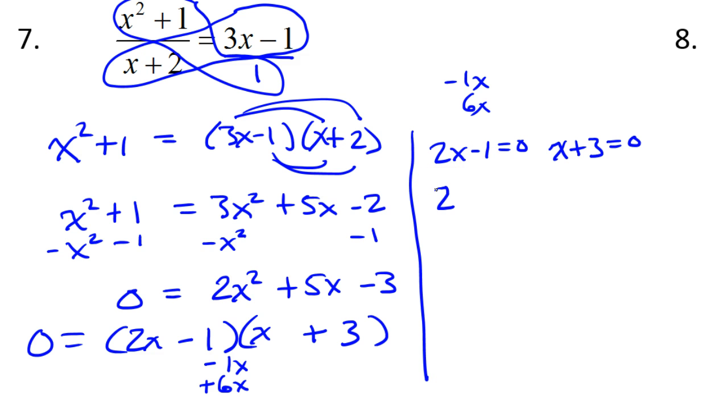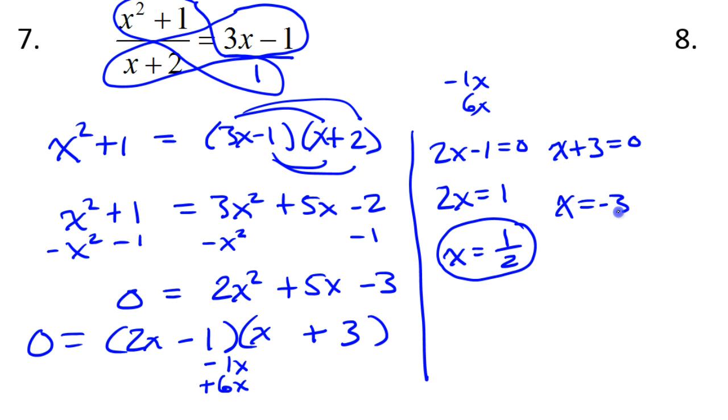This is going to give me 2x equals 1, so x is equal to 1/2. That's one solution. And this is going to give me x equals negative 3. So let's do a quick check and make sure none of these are excluded values.